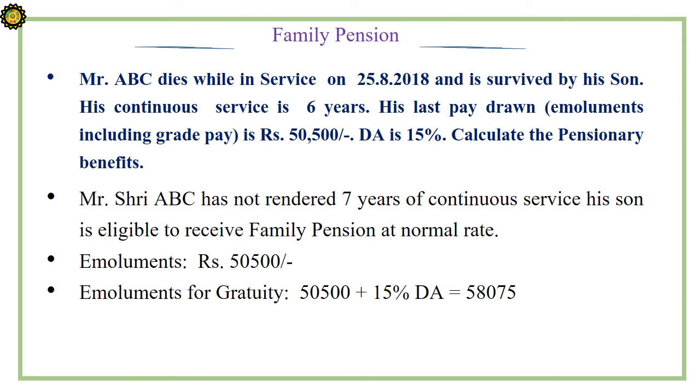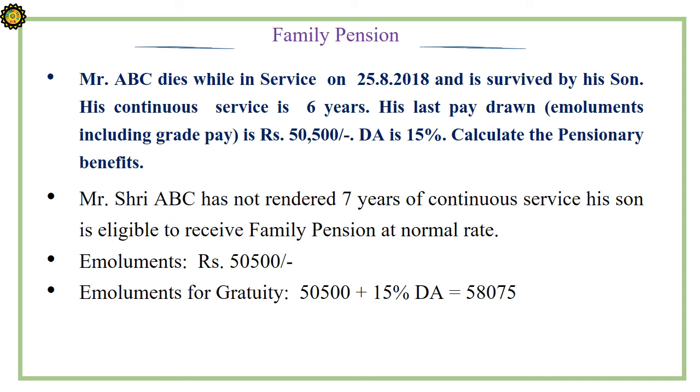Let us understand the calculation of family pension through some examples. Mr. ABC dies while in service on 25th August 2018 and is survived by his son. His continuous service is 6 years. His last pay drawn is ₹50,000. DA is 15%. Calculate the pensionary benefits. Mr. ABC has not rendered 7 years of continuous service. Now his son is eligible to receive family pension at normal rate.